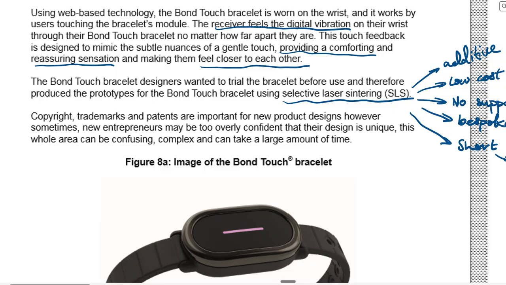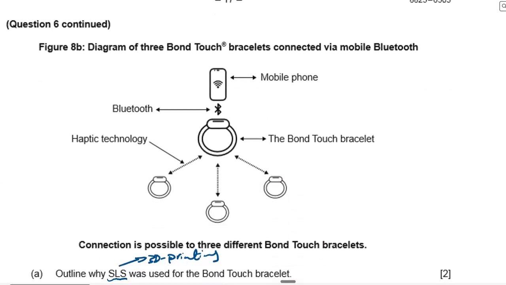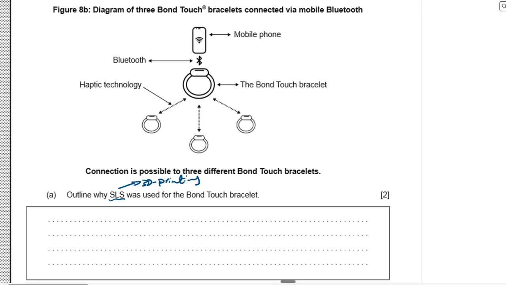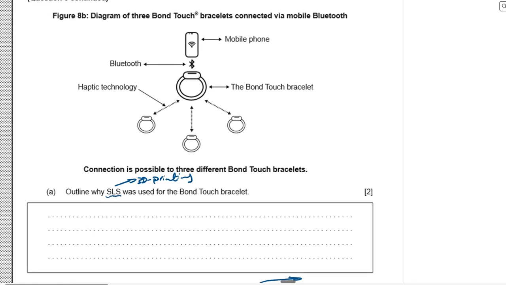Okay, so we already have some key ideas for that. Copyright, trademark, patents are important for new product designs, however, designers can be overly confident that their design is unique. This whole area can be confusing, complex, and can take a large amount of time. So maybe these are some disadvantages we want to be talking about for that question. Okay, then we have this diagram. Outline why SLS was used for the Bond Touch bracelet.